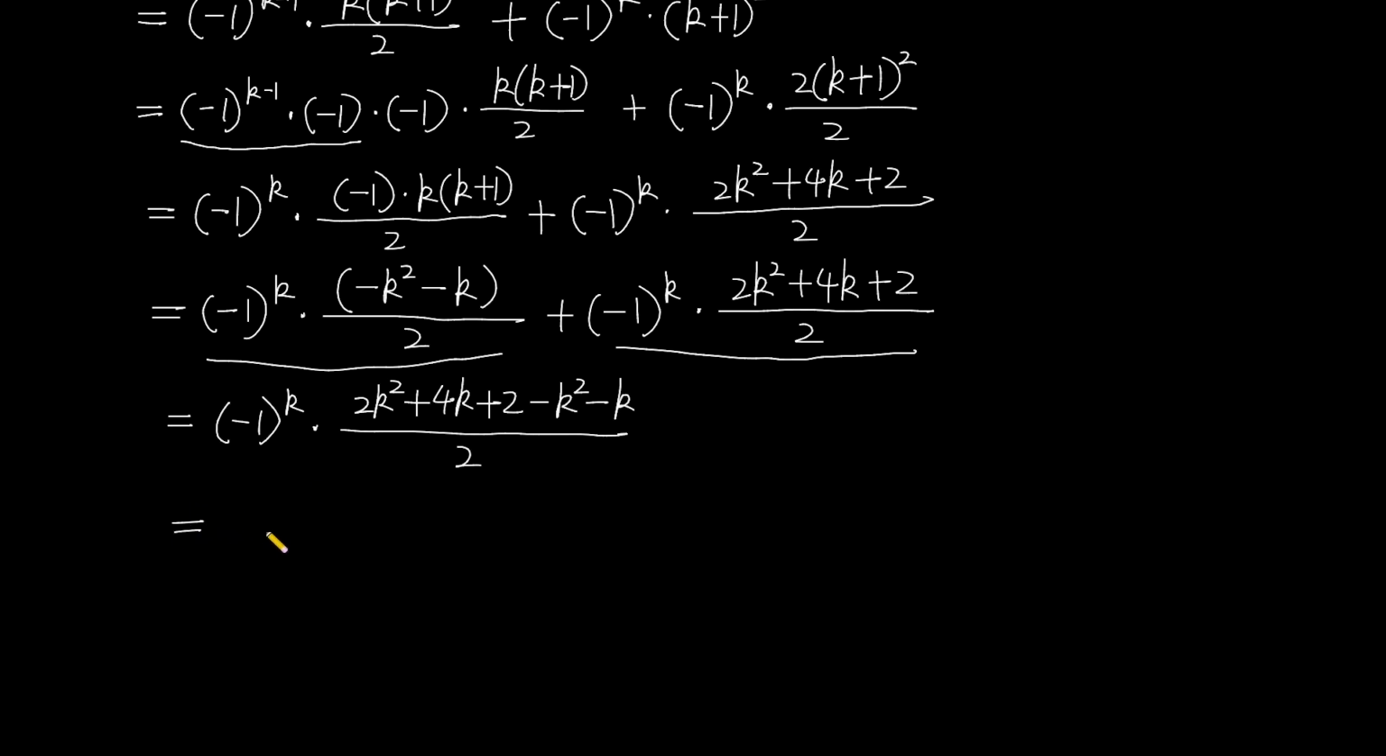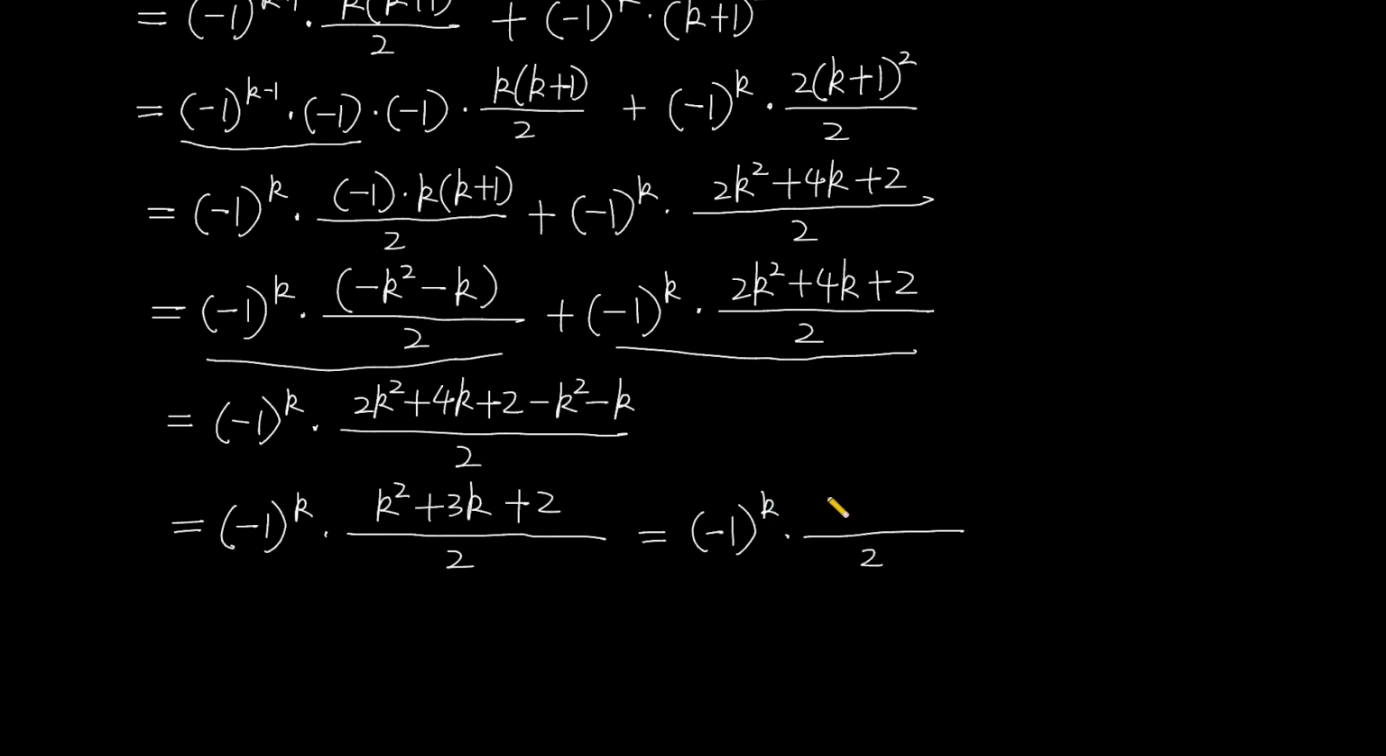Then this equals -1 to the power of p multiply 2. Here is p squared plus 3p plus 2. This equals -1 to the power of p multiply, here is 2, the top is p plus 1 multiply p plus 2. So this is the left hand side.